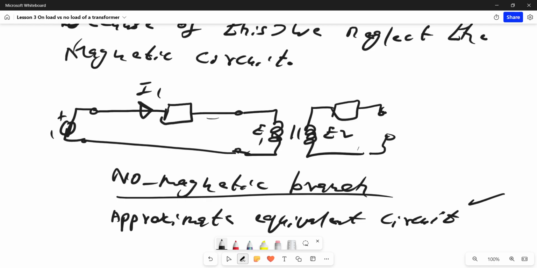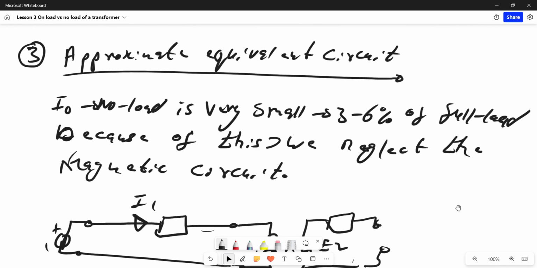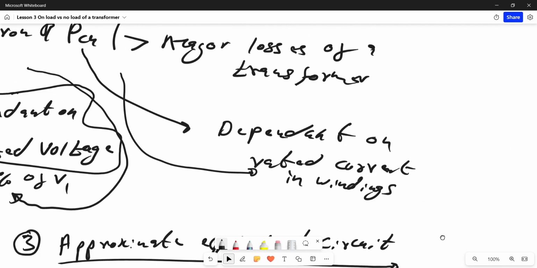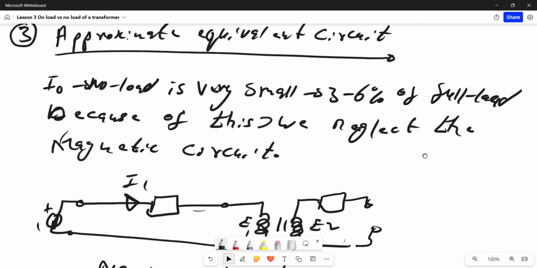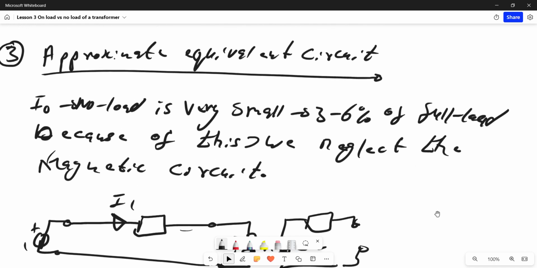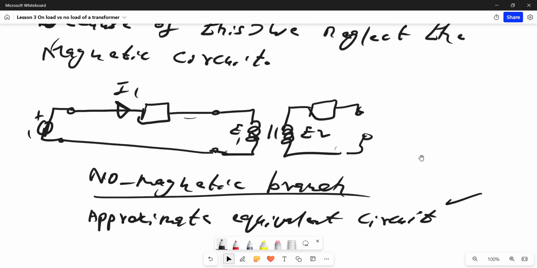This is the third kind of circuit that you're going to meet. These are the three kinds of circuits, and this is how the theory derives them.